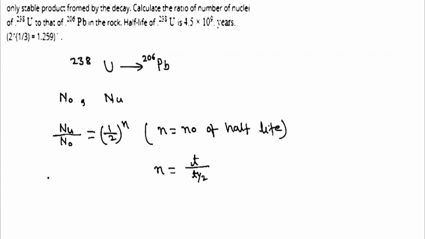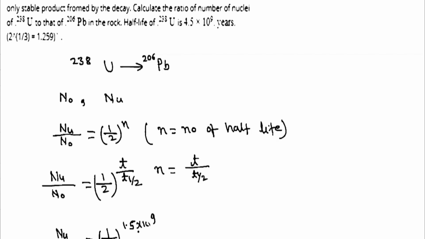Now from here we can write N divided by N naught is equal to 1 by 2 to the power n, where n is equal to t divided by T half. From here we can write N divided by N naught is equal to 1 by 2 to the power t by T half, and in this question it is given that t is equal to 1.5 into 10 to the power 9, and T half is given that is equal to 4.5 into 10 to the power 9.